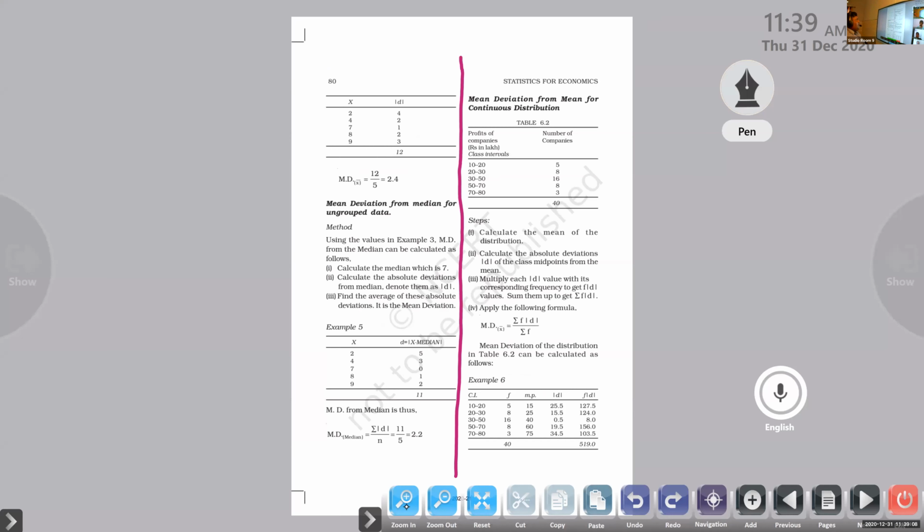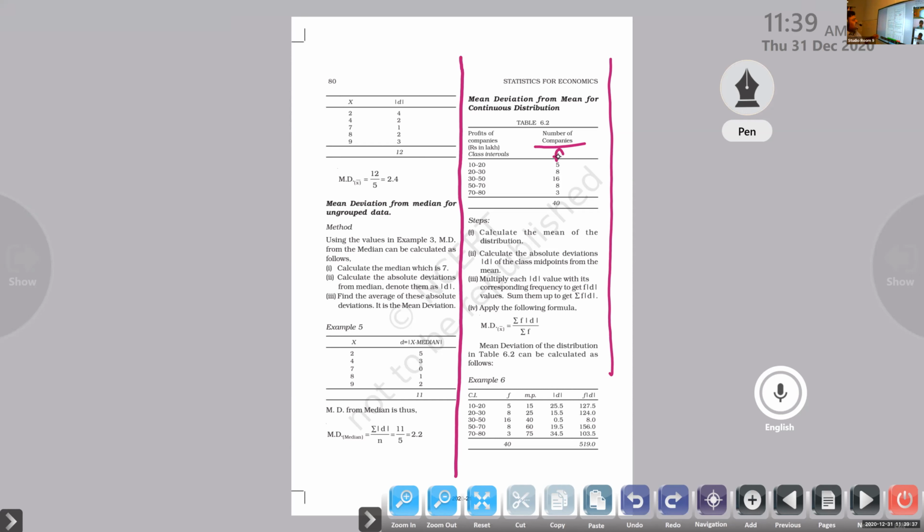Next, mean deviation from mean for continuous distribution. First of all, we are going to explain the example from the textbook. In a continuous series, we are able to see the class intervals: profits of companies in lakh. Number of companies, that is the frequency here, right?